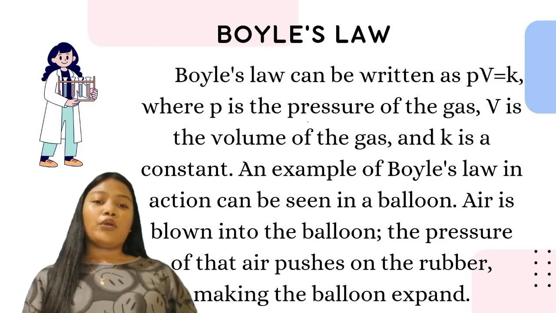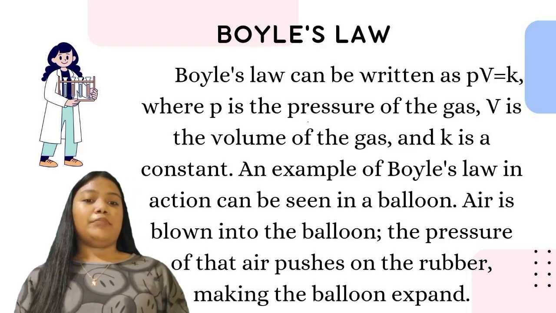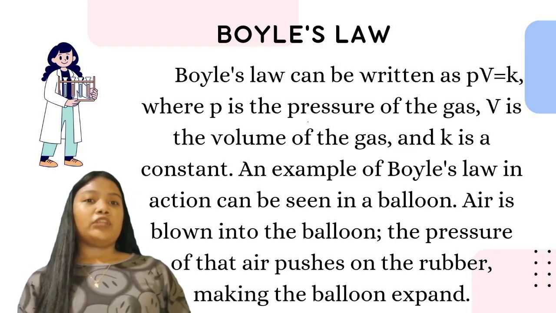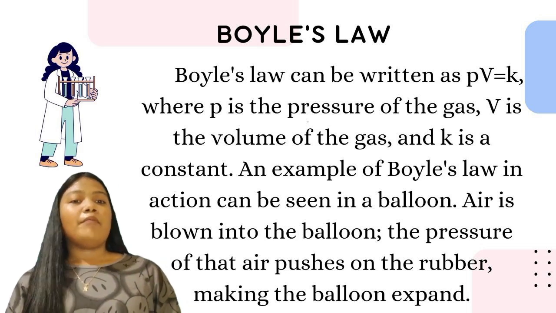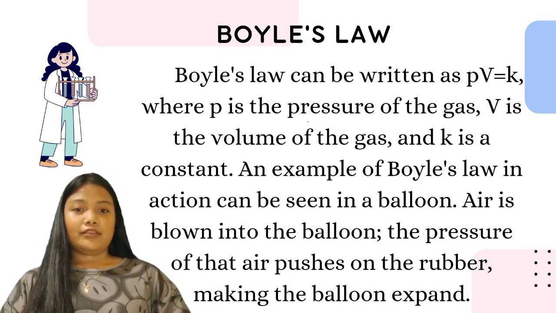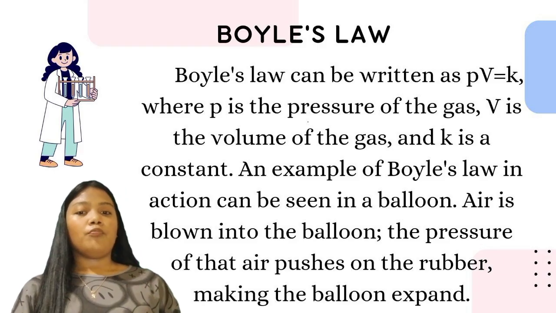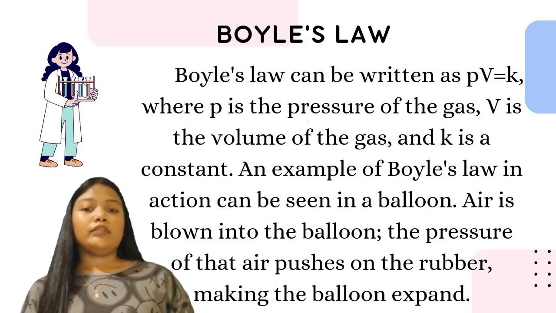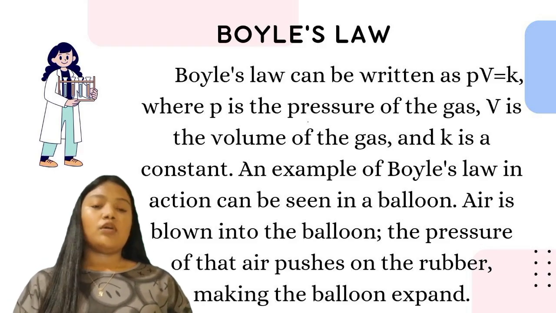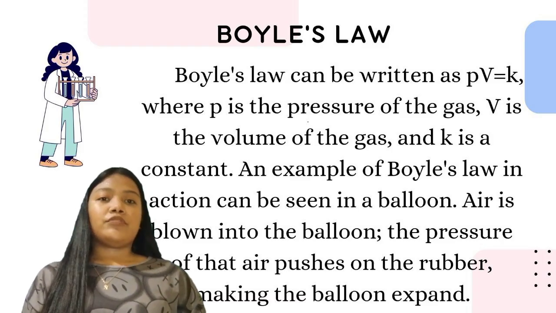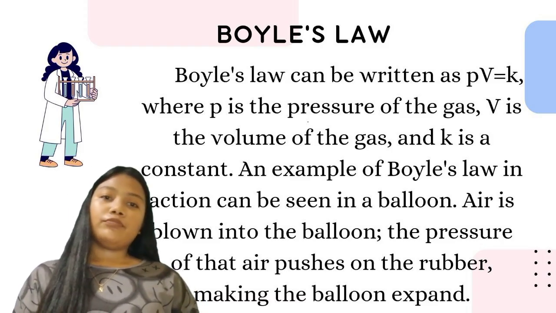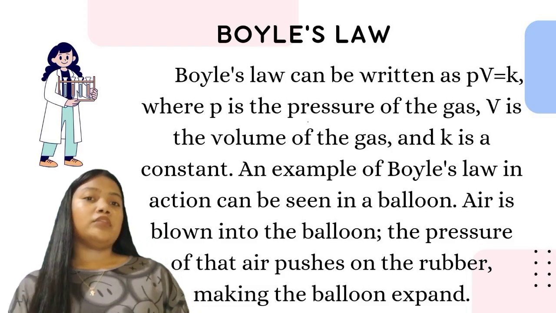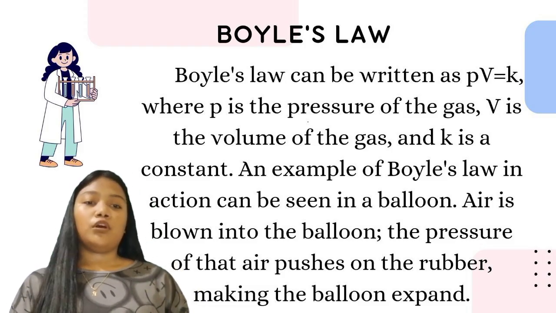An example of Boyle's law in action can be seen in a balloon. Air is blown into the balloon. The pressure of that air pushes on the rubber, making the balloon expand. Here is the formula of Boyle's law: P1V1 equals P2V2. P1 is the first pressure, P2 is the second pressure, V1 is the first volume, and V2 is the second volume.